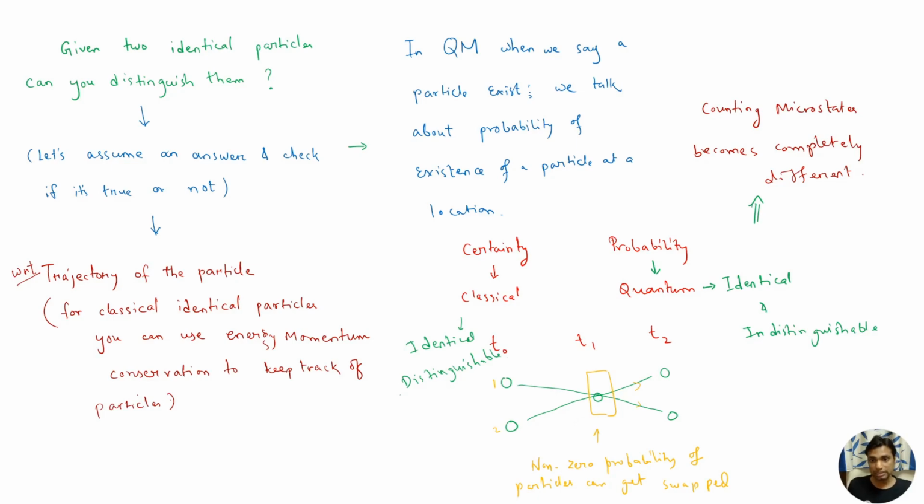But in quantum mechanics we cannot, so there is no concept of trajectory. When particles 1 and 2 collide, we don't have a predefined trajectory. That is why, in principle, you cannot actually distinguish between two electrons.